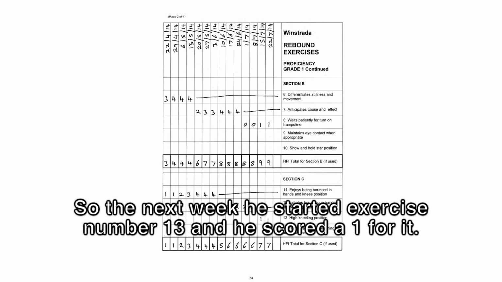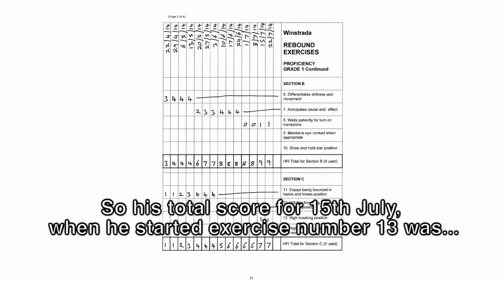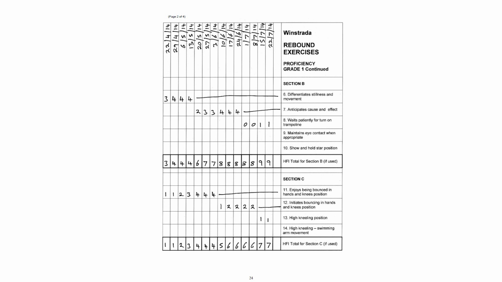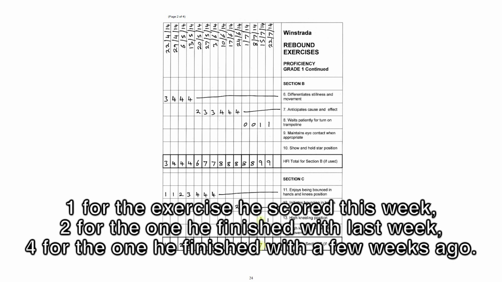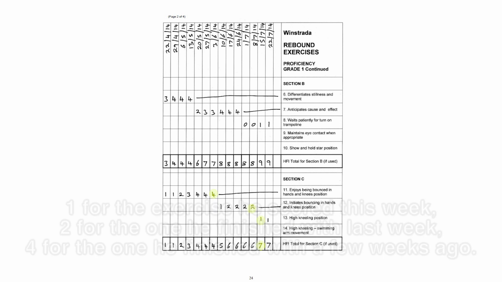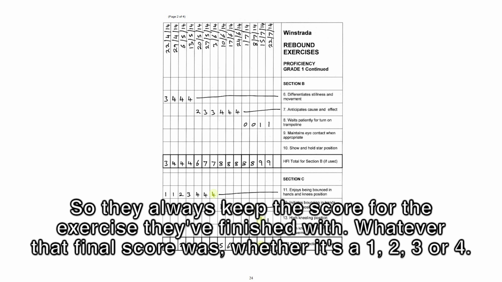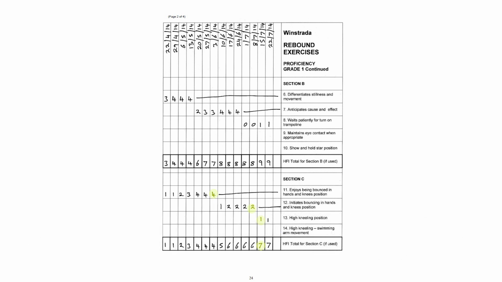So the next week he started exercise number 13, and he scored a 1 for it. So his total score for the 15th of July, when he started exercise 13, was what? 7. 1 for the exercise he scored this week, 2 for the one he finished with last week, 4 for the one he finished with a few weeks ago. So they always keep the score for the exercise they finished with, whatever that final score was, whether it's a 1, 2, 3 or 4. Yeah?